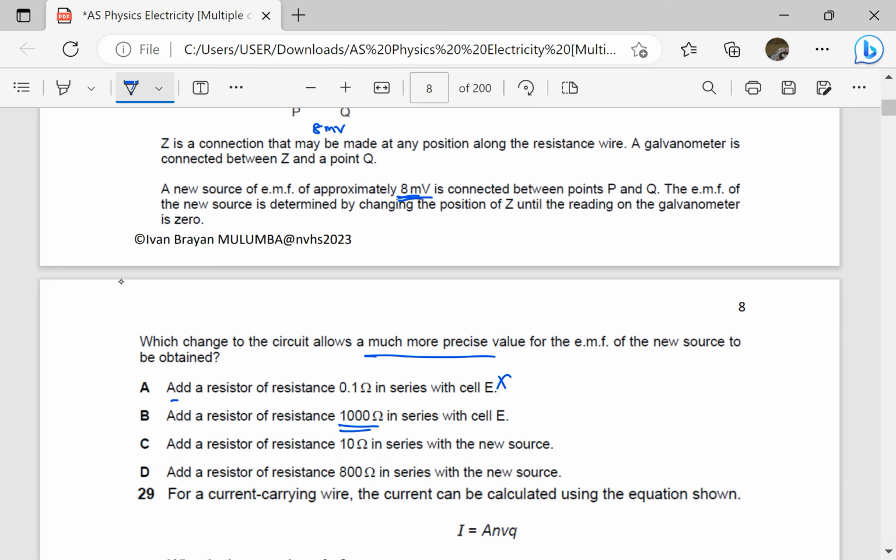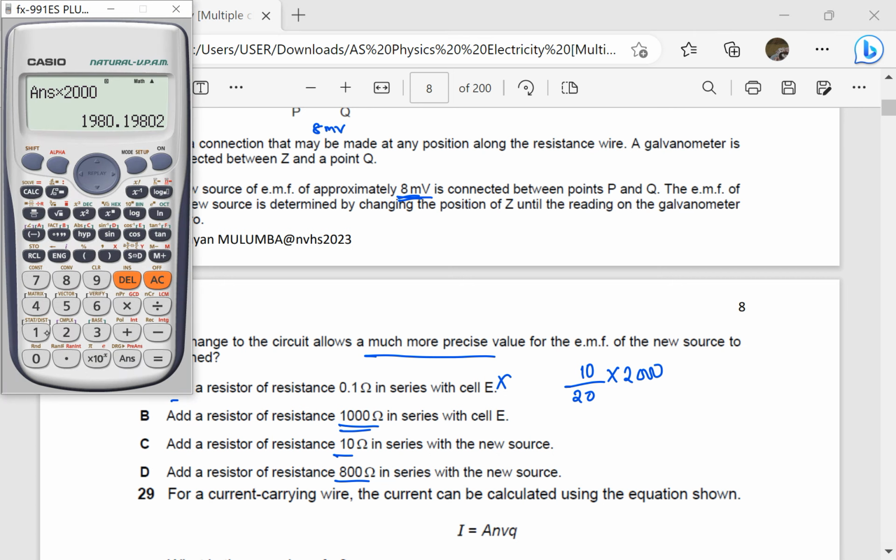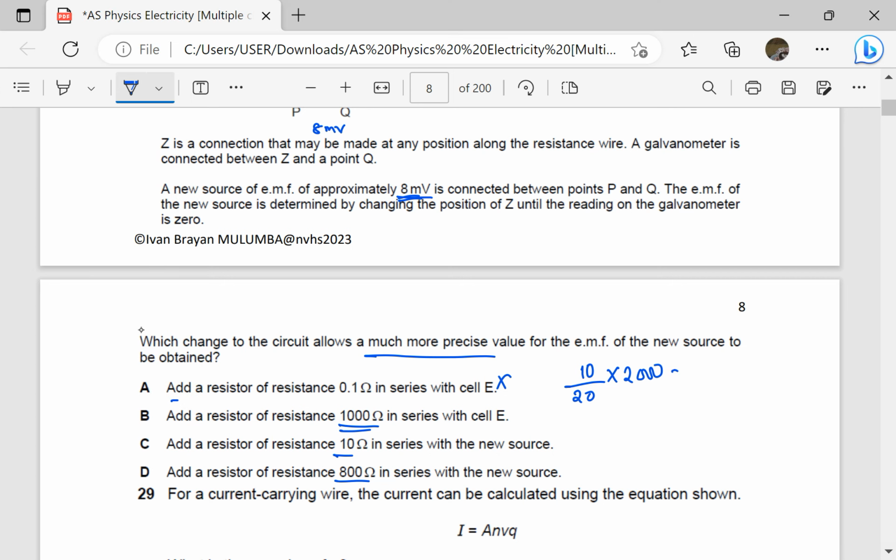So you can go on checking 10 ohms, you can check 800 ohms. For 10 ohms, the PD across the wire would be, the wire has 10 ohm resistance over 20, because the sum will be 10 plus 10, then times 2000. So that is half of 2000, that is 1000. That will also be too big a PD across that wire. So you can also check 800, but the most appropriate is going to be B.